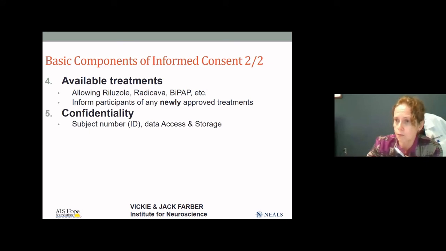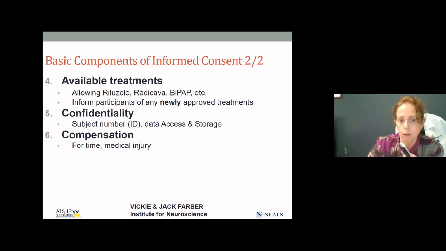The confidentiality is very important. People get a specific code of letters and numbers such that their first name and last name is not used anymore. Then how that data is stored is important as well, and who has access to this data. We mentioned a little bit about compensation for time. There's also specific language that lawyers are very careful about in terms of medical injury. And then we also mentioned that compensation has to be very reasonable, not to present a form of monetary coercion.